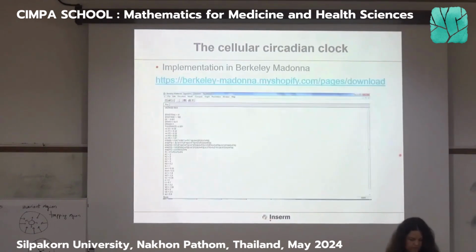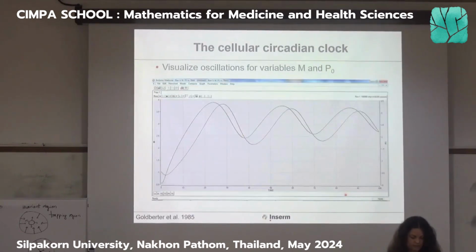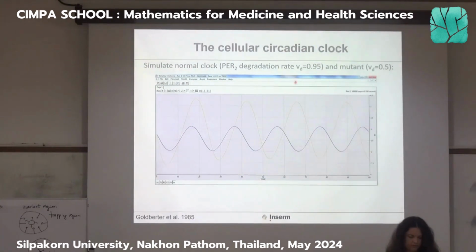So I think it's better if I go back to the model. So we are looking at this parameter here. So this is the degradation of this protein. Of course, if the degradation is higher, you will get less protein. If the degradation is smaller, you will get more protein in the system. Okay. And so let's play a bit with that. If you have the normal parameter, V is equal to 0.95. If you have the mutant, we set it to 0.5. And those are the results that we get for one of the proteins, which is PER2.